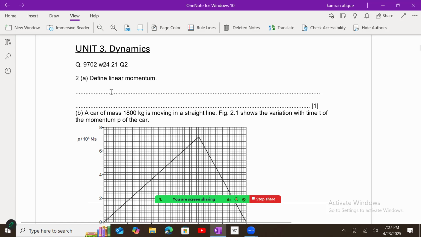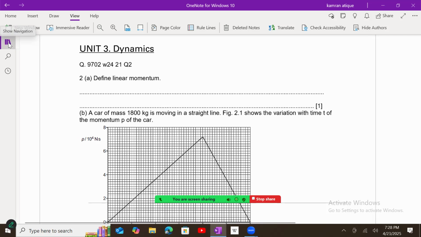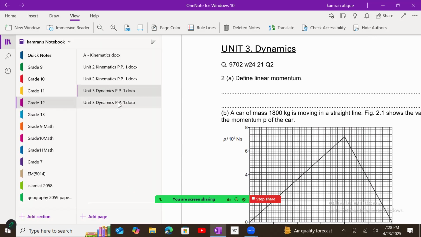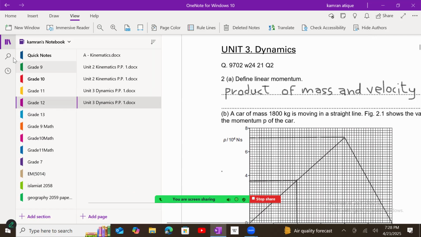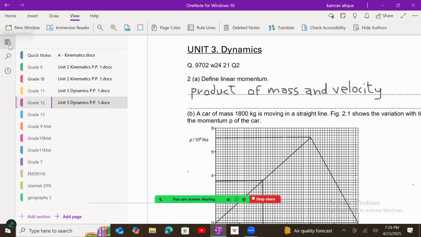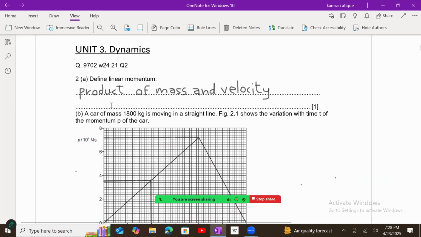As you can see, the very first part (a) of this question is about to define linear momentum. The command word is define here. Define linear momentum. Two lines are being given, one mark is being given here. It does have a very standard answer. Whenever it is being asked, you have to answer that it is the product of mass and velocity.